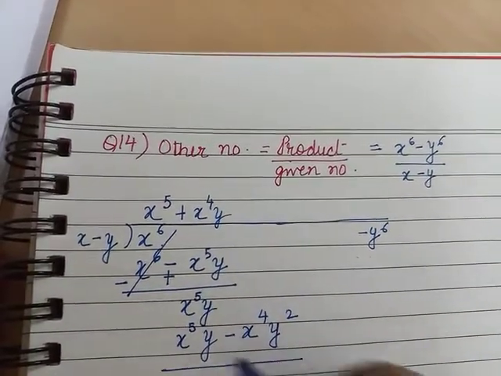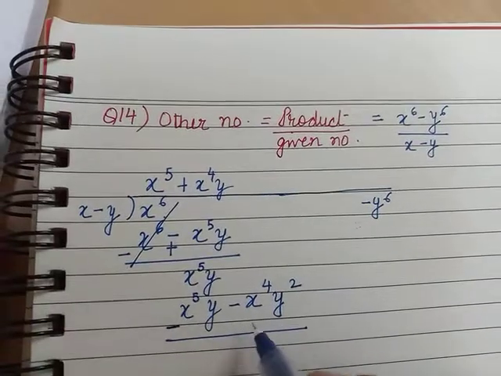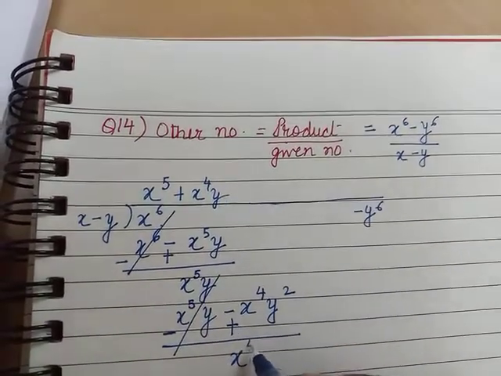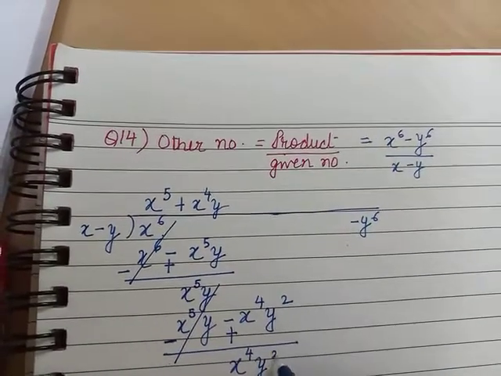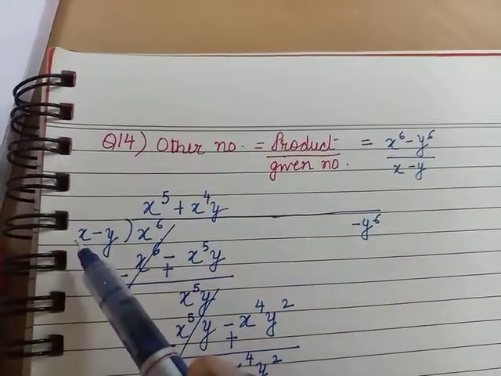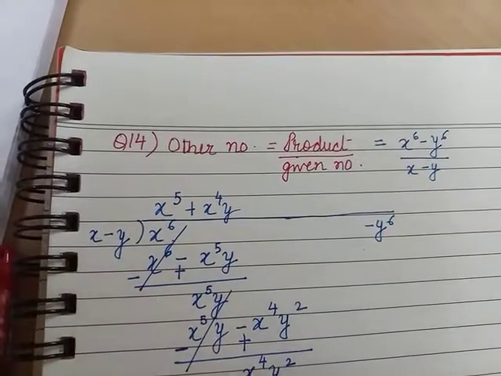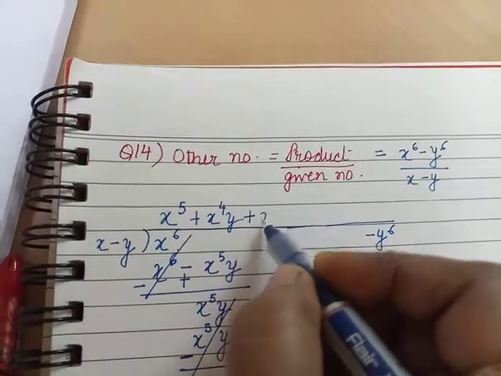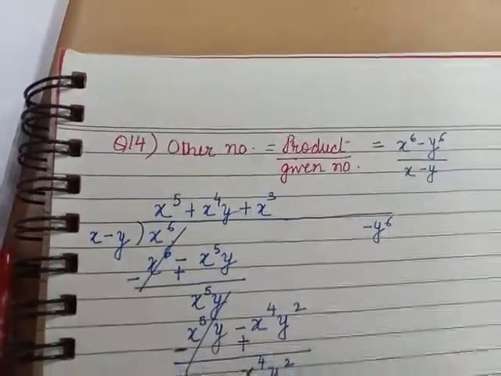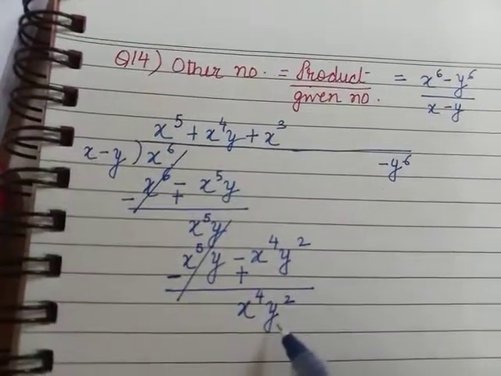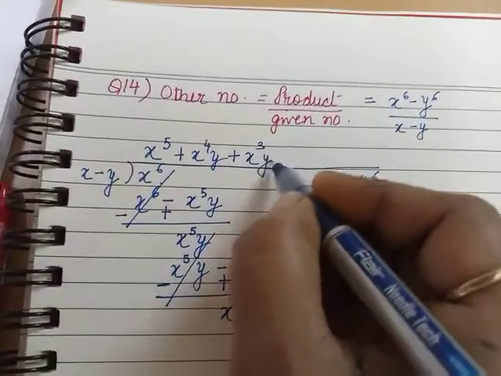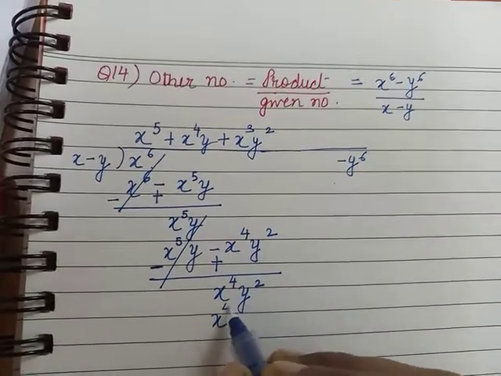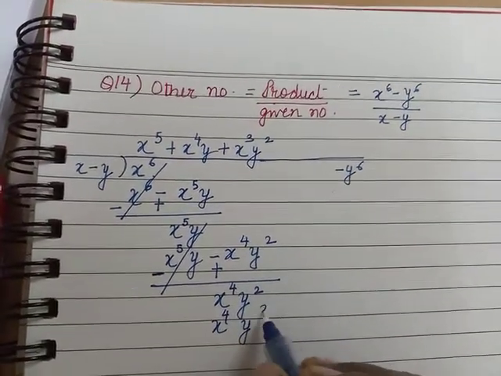Now we subtract them, so the sign gets changed. This becomes plus. So what we are left with is x to the power 4 y square. Now we have x as the first term, so we want x to the power 4. So we multiply it with x to the power 3. No y is there and we are looking for y square, so we multiply it with y square. On multiplication with the first term, you will get x to the power 4 y square.